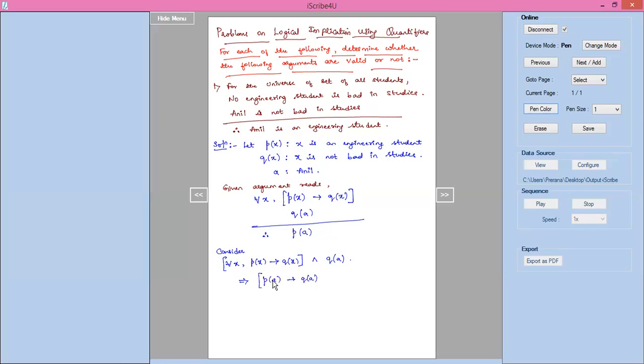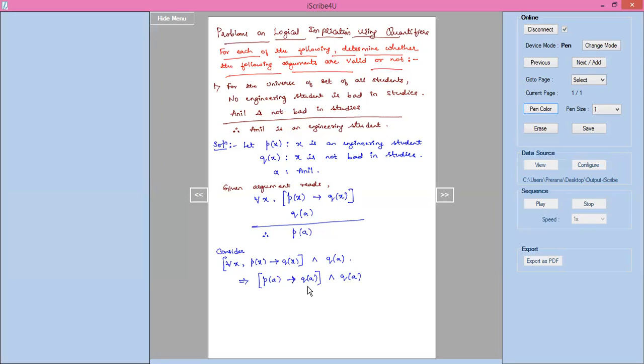P of a conditional q of a and q of a. It is valid for the student Anil also. Anil is represented by the element a. So for every x, this is a valid statement, so we can imply it for Anil also. So P of a conditional q of a and q of a we have.